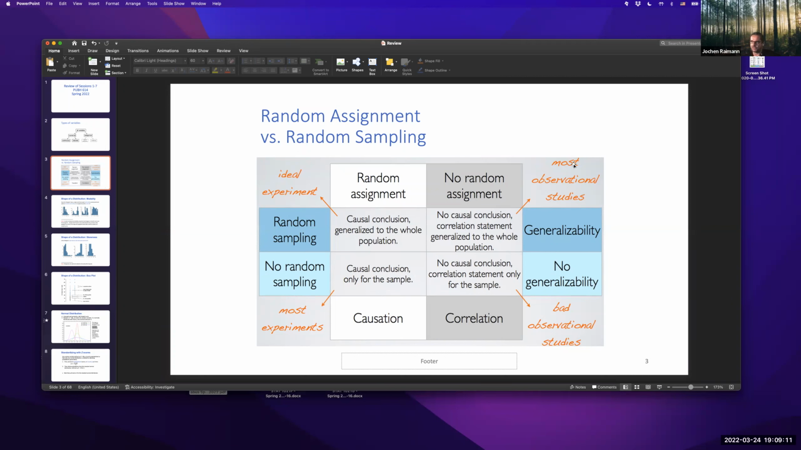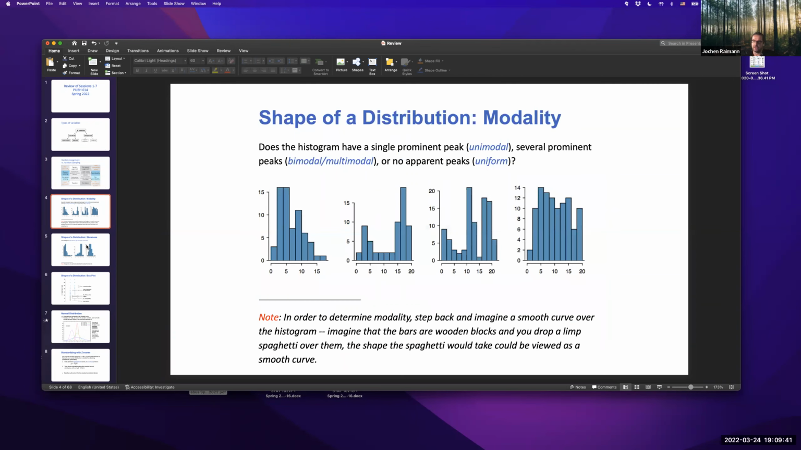Then you have observational studies with hopefully good generalizability, and those that do not have generalizability, where in both you cannot establish any causality. With no random sample, you cannot establish causality quite well. You will have confounding plaguing your interpretations.